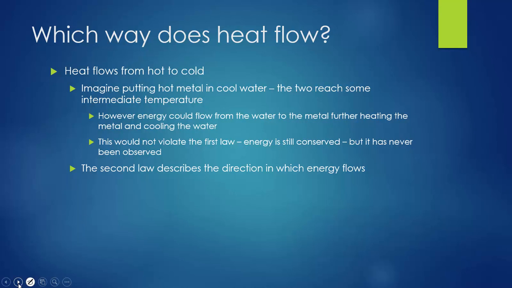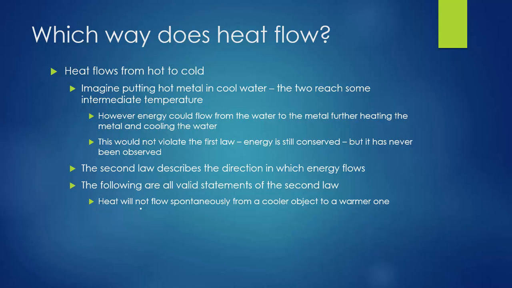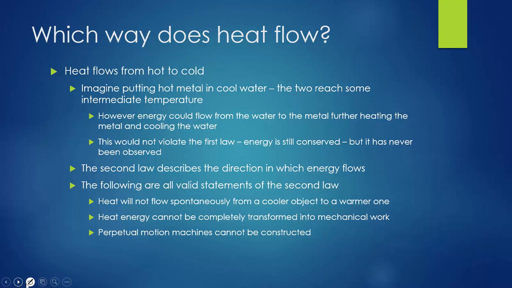There's actually several different ways we can state this, but all of these are valid statements of the second law of thermodynamics. Heat will not flow spontaneously from cool to warm. Heat energy cannot be completely transformed into mechanical work. We cannot build a perpetual motion machine. These two things kind of go together, and we will take a look at that first one in a little bit more detail when we look at thermodynamic cycles and heat engines, which convert heat energy into mechanical energy. And also, the last one, disorder increases through natural processes.